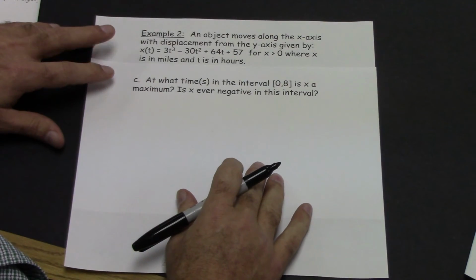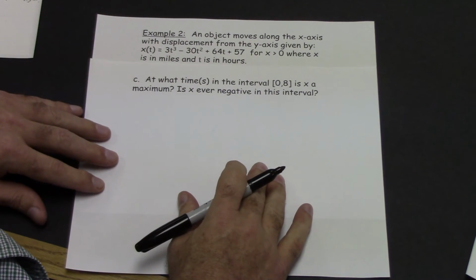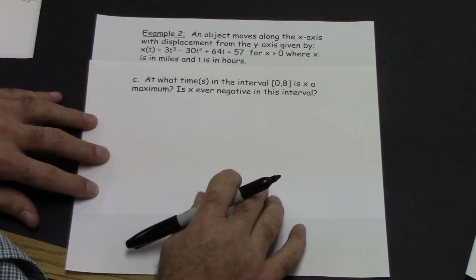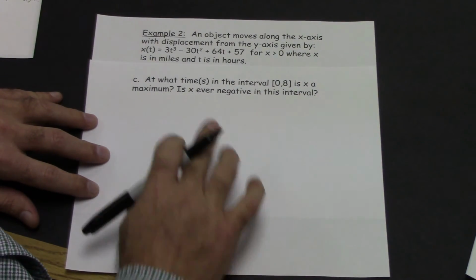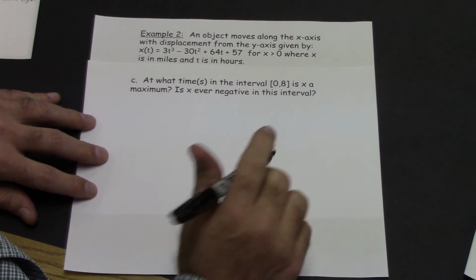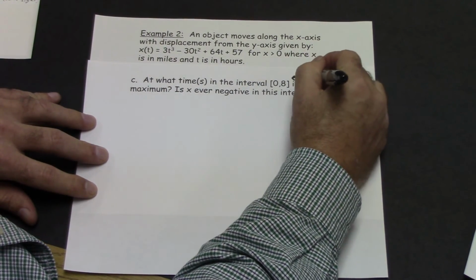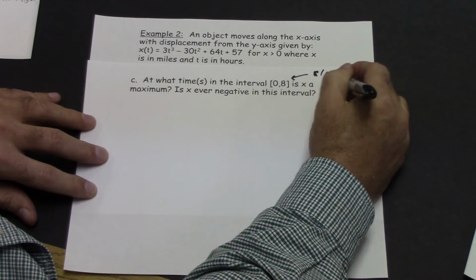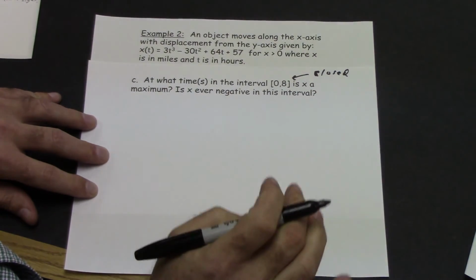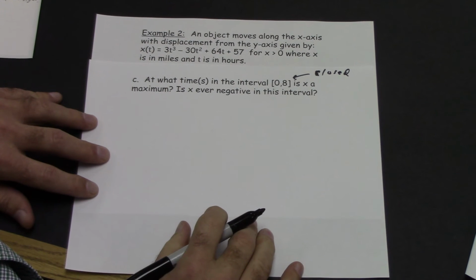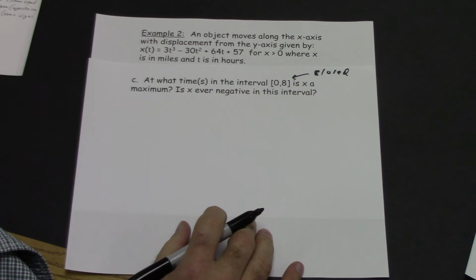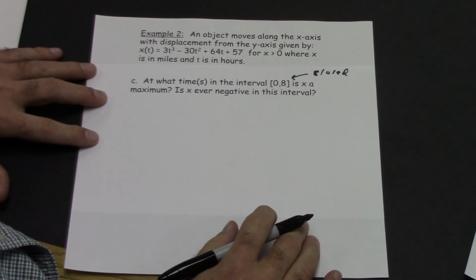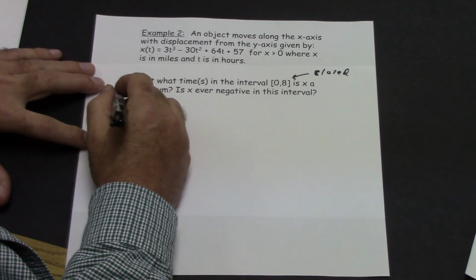Okay, let's take a look at part C. Now, once again, using our position function, it says at what time or times in the interval from 0 to 8 is x a maximum? Is x ever negative in this interval? Now you notice right away that this is a closed interval. That means that the endpoints can be maximum or minimum values. So with this last part, we want to start off by finding our endpoints. I mean, we're going to have to do it eventually, so let's go ahead and get our endpoints.